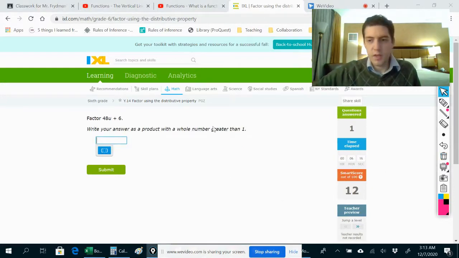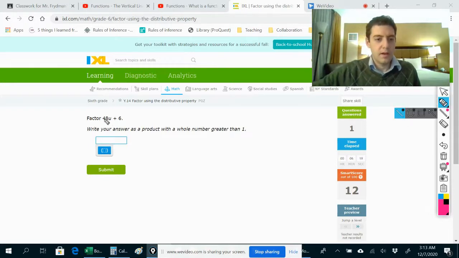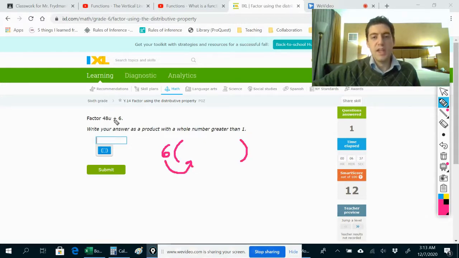Okay, so what's the greatest common factor of 48 and 6? Well, that would be 6, because 6 goes into 48, and 6 obviously goes into itself. So we'll put 6 outside the parentheses, and then again, we'll ask ourselves, 6 times what would give us 48u? And that would be 8u, because 6 times 8 is 48, and then we'll put the u there. Plus 6, again, we ask ourselves 6 times what would give us 6? Well, the answer to that is 1.